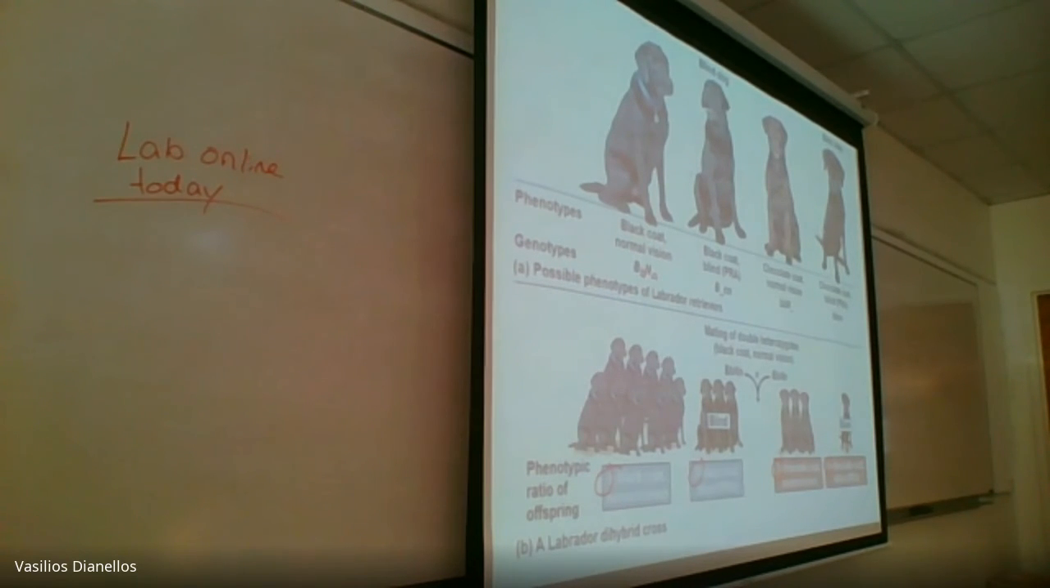Excuse me, good grief. Dihybrid cross. And again, this is just an example. And the most important thing you need to recognize here is, again, traits, these characters that have their own genes and their own alleles, they don't influence each other.